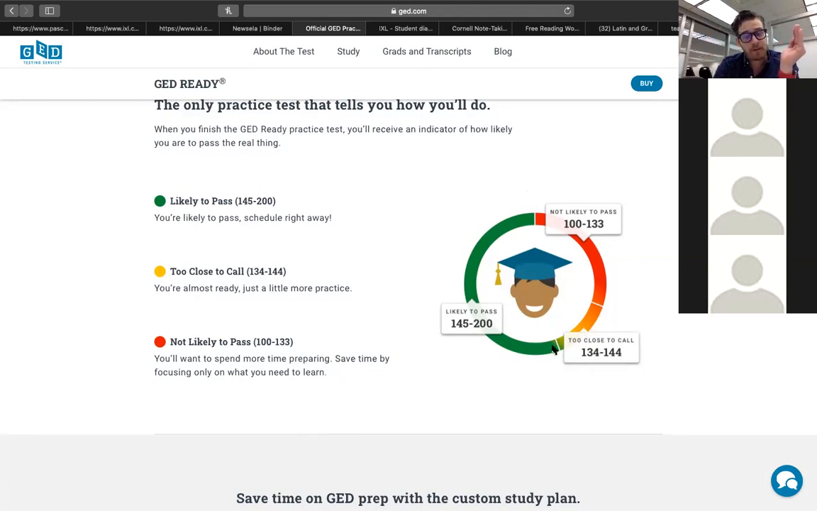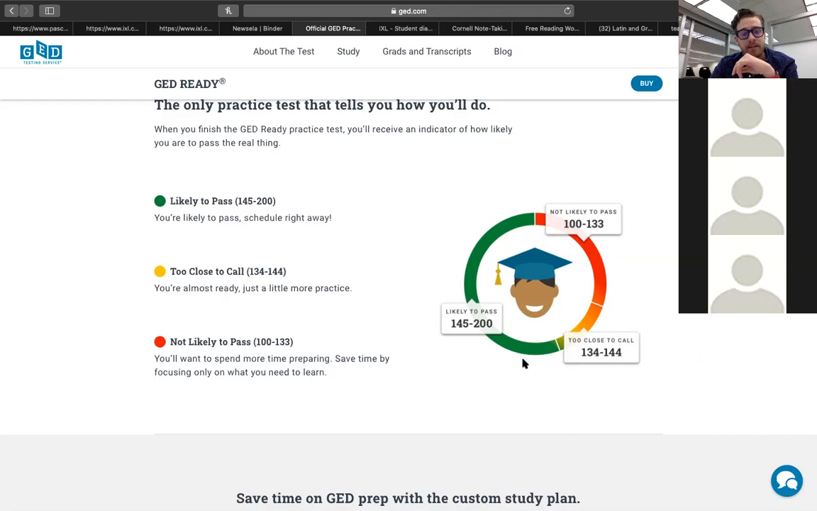So if you're in the yellow zone, it's okay for you to go take that test, depending. Some of us have high test anxiety and that's overwhelming. They want to get the 145 or higher. I think that if you're in this range, what the heck, go for it, or take that practice test again.